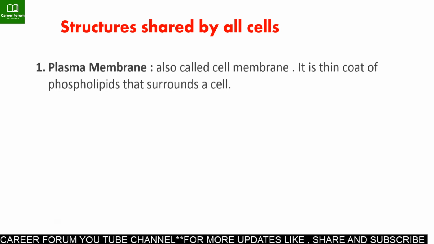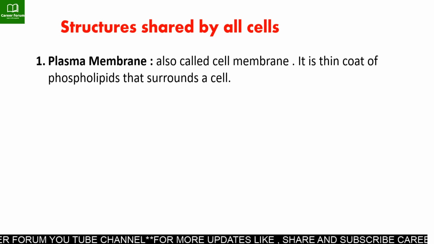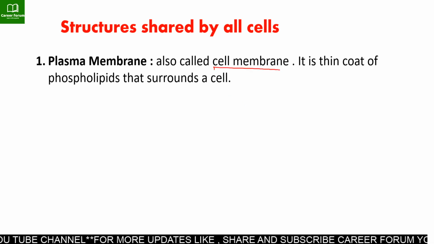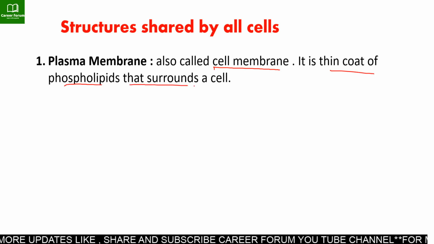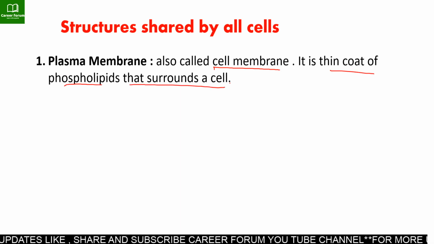Okay. Now we are going to discuss the structures shared by all cells. So what are the typical structures found to be present in all kinds of cells? The first is the plasma membrane. Plasma membrane is also called the cell membrane. It is the outer margin or outer lining of the cell. It is a thin coat of phospholipids that surrounds the cell. Okay, so this is important.